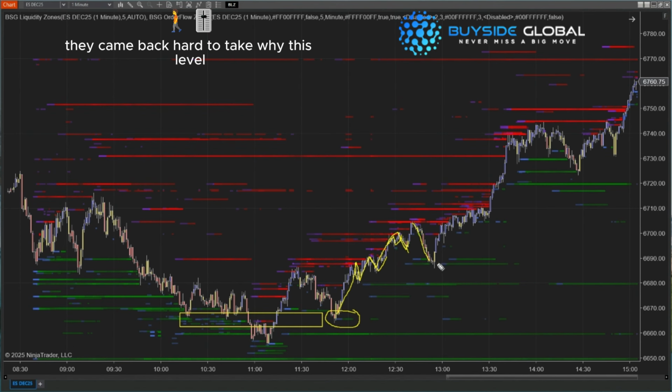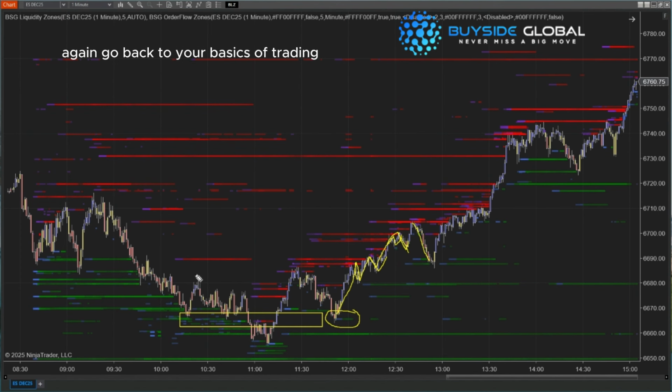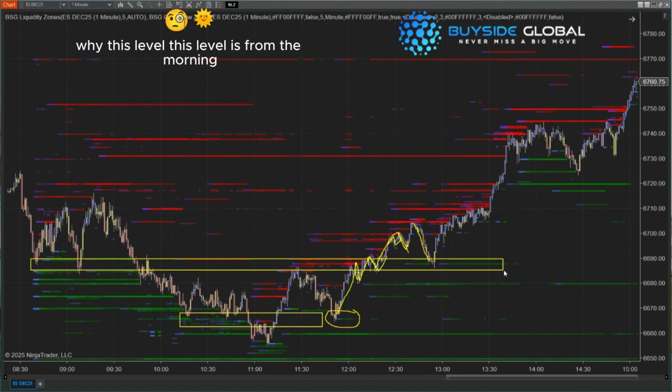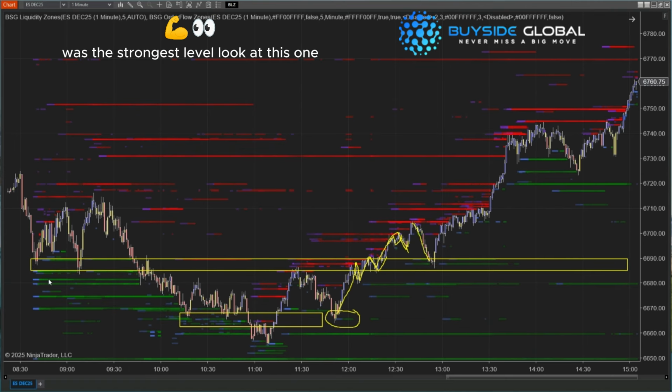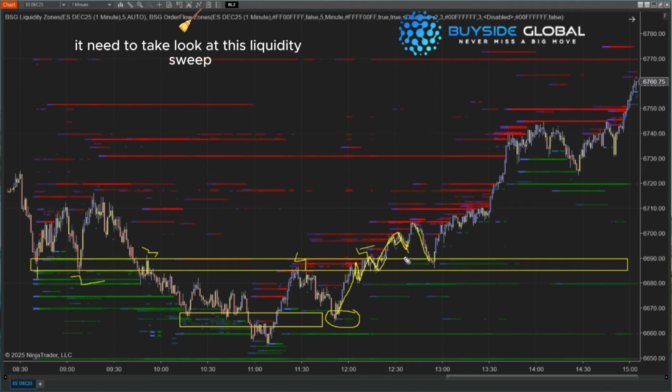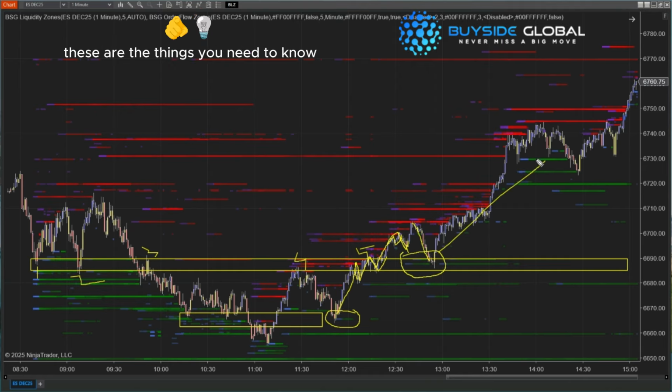Why? This level, again, go back to your basics of trading. Why this level? This level, from the morning, was the strongest level. Look at this: 1, 2, 3, 4, 5. So if price needs to go up at all, it needs to come back here. It needs to take, look at this, the liquidity sweep. It needs to take this liquidity before going on a full run. These are the things you need to know.